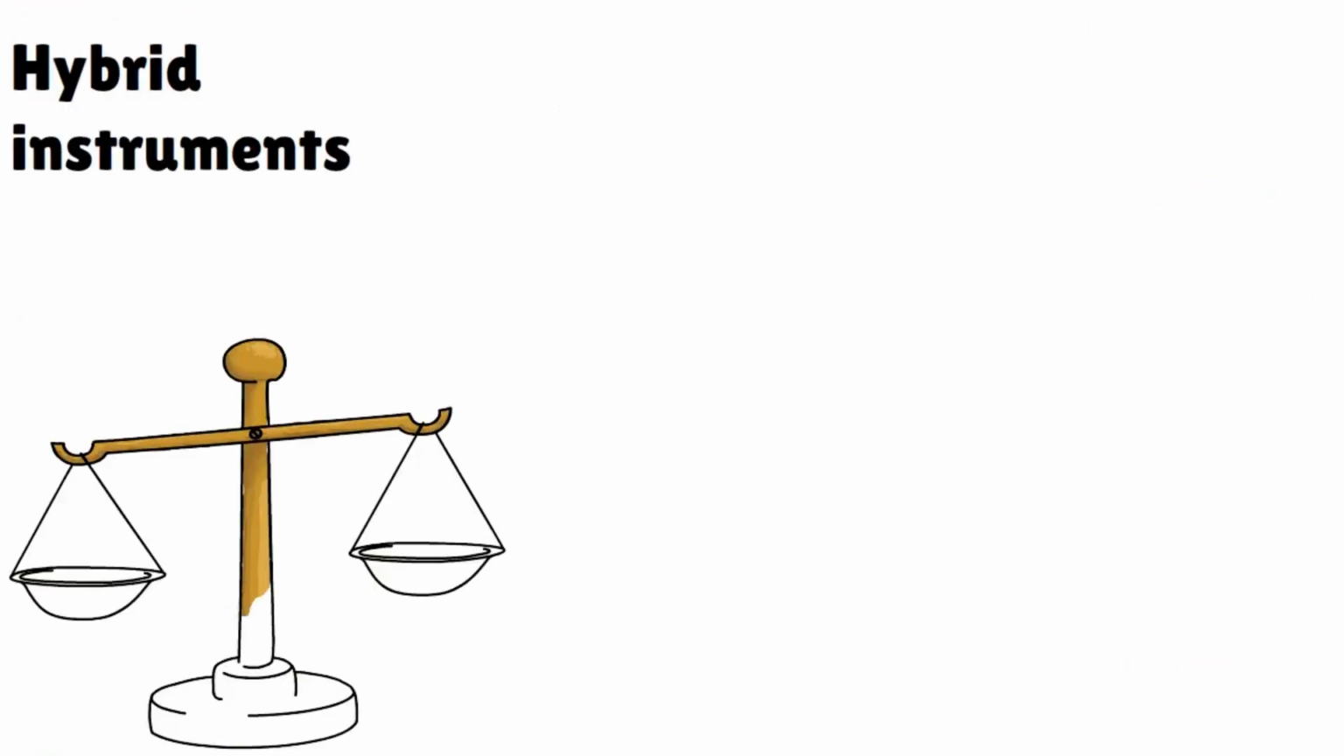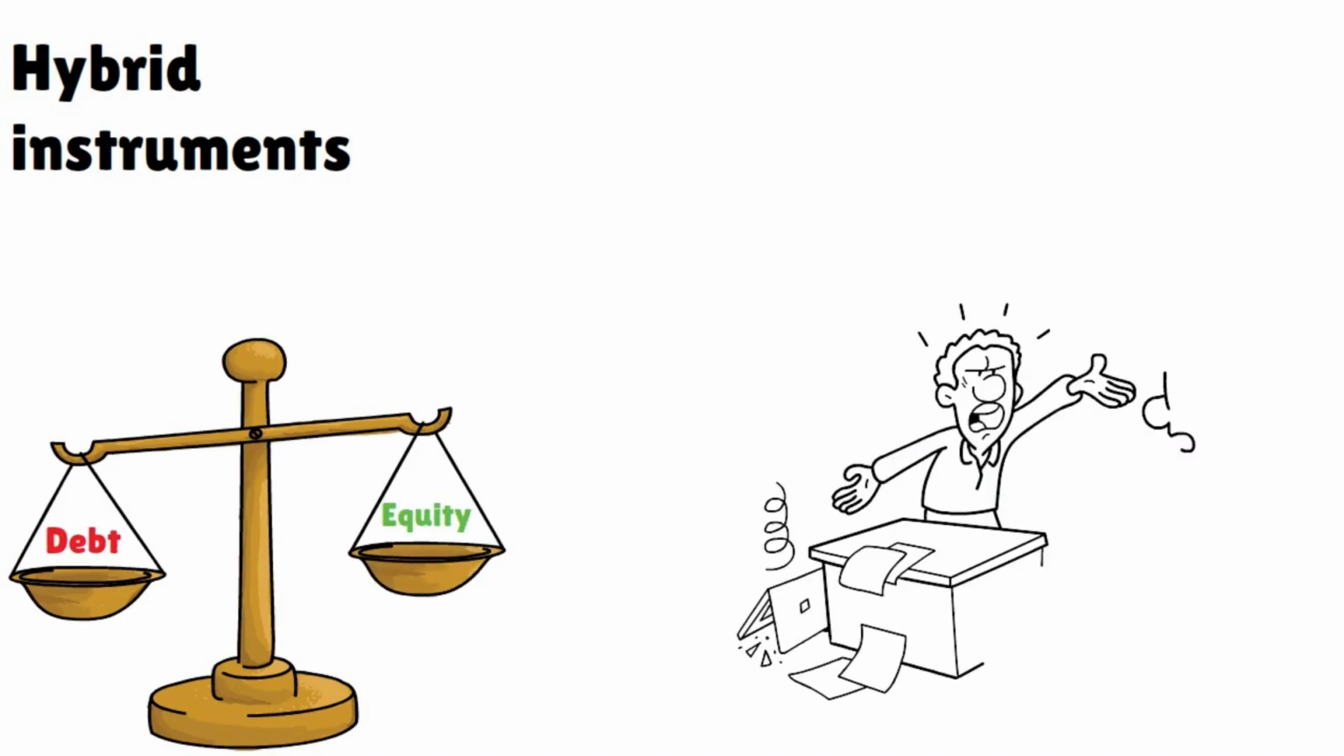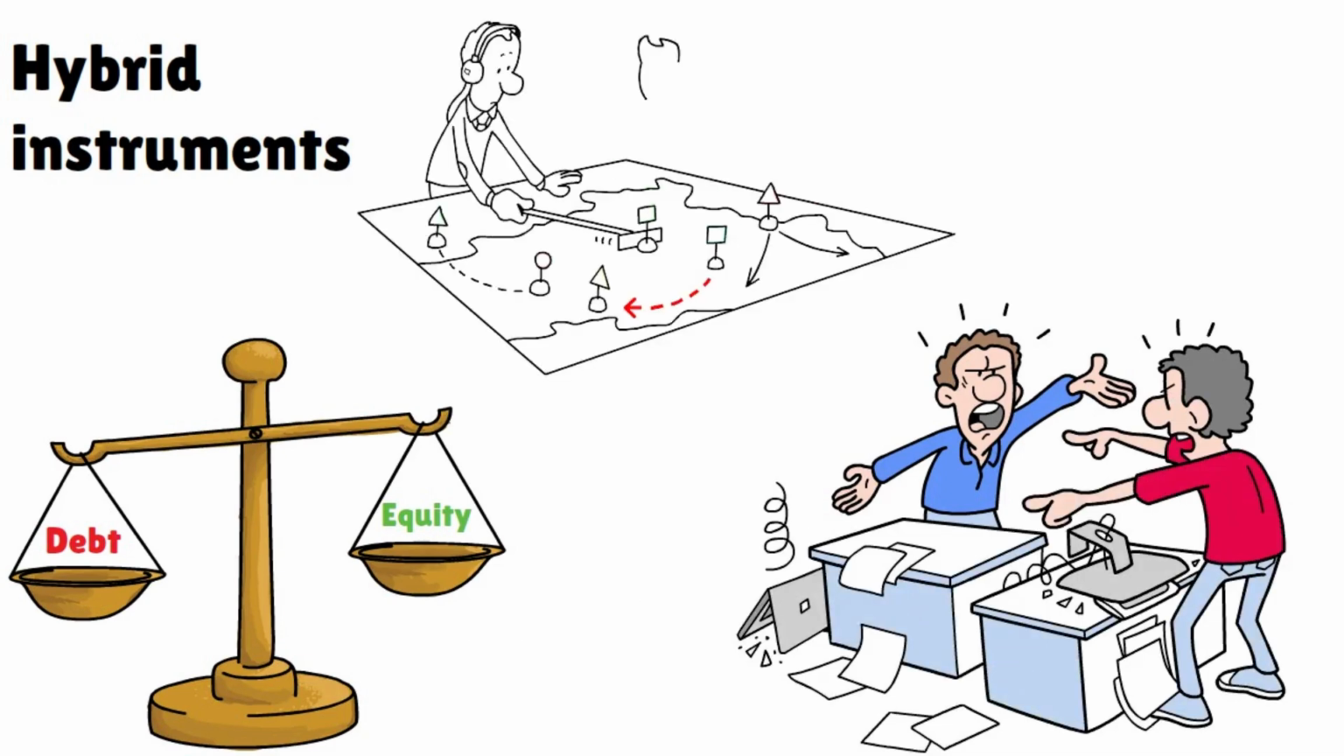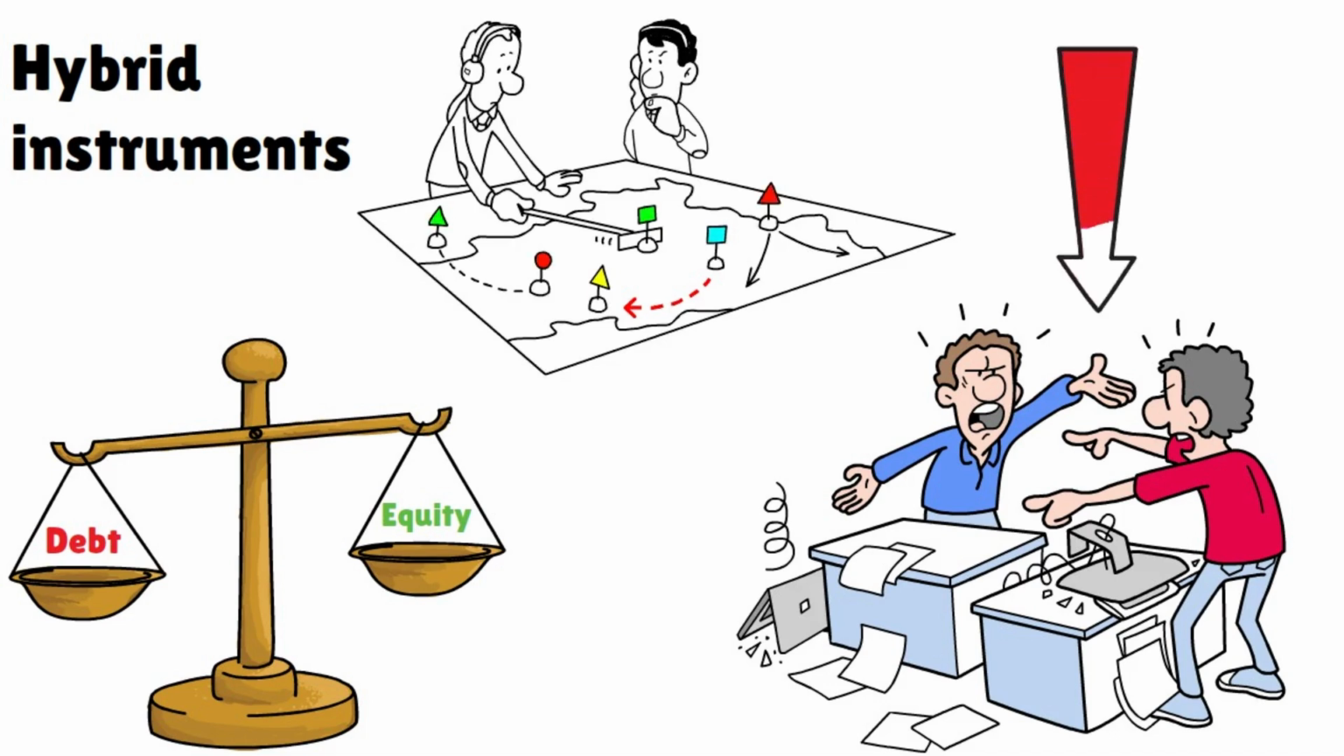Hybrid instruments. Hybrid instruments are financial instruments that have characteristics of both debt and equity, allowing companies to exploit differences in tax treatment across jurisdictions. By classifying instruments differently for tax purposes in different jurisdictions, companies can reduce their overall tax liabilities.